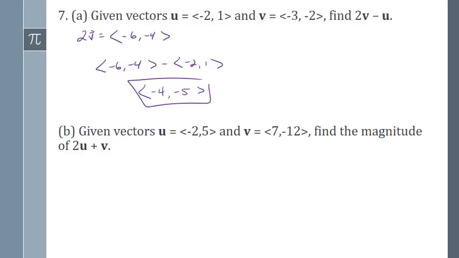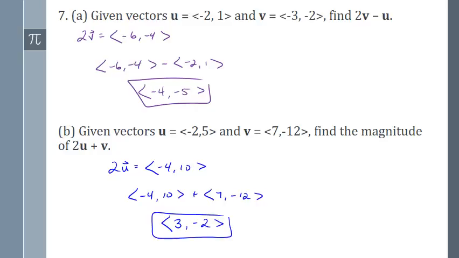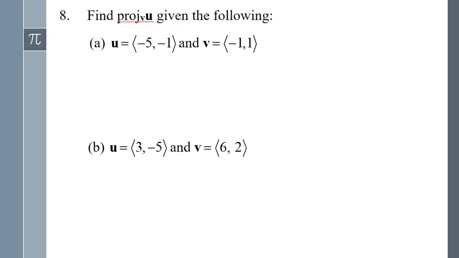For b, given those two vectors, find 2u plus v. So once again, we're going to start with finding 2u. So it's going to be -4, 10, and then -4, 10 plus 7, -12 is going to give me 3, -2.